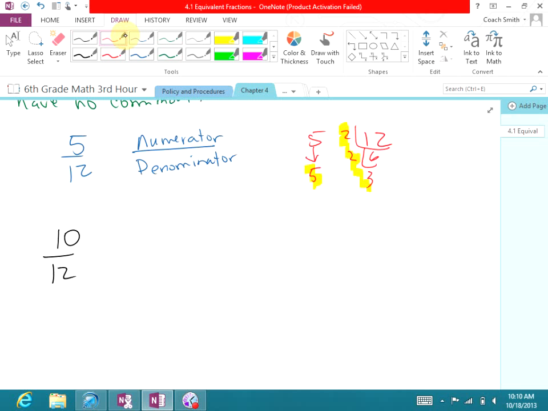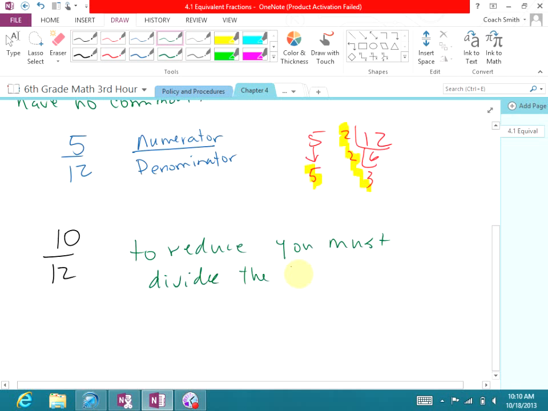Here's our pizza, 10/12. Okay? Well, I want to reduce that down. To reduce it down, you have to divide. To reduce, you must divide the numerator and denominator by the same common factor.